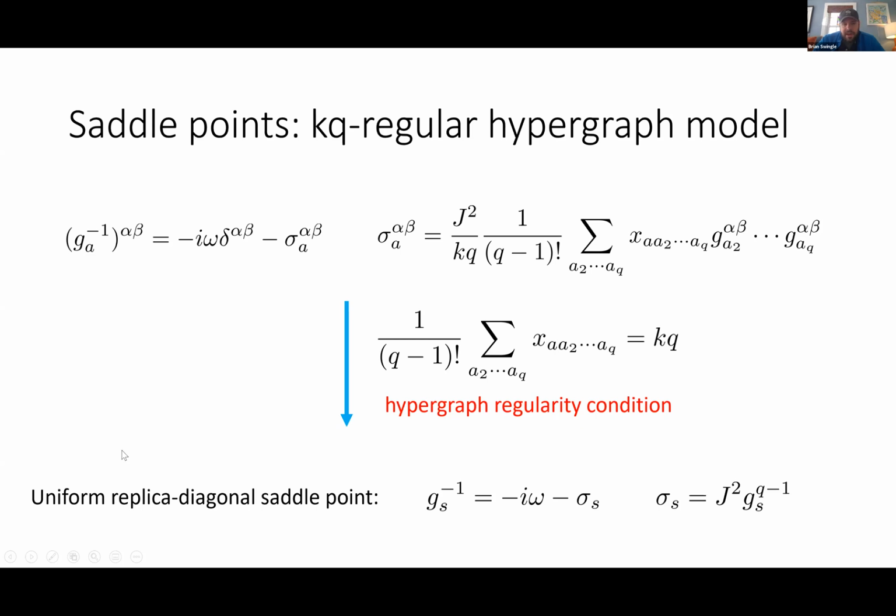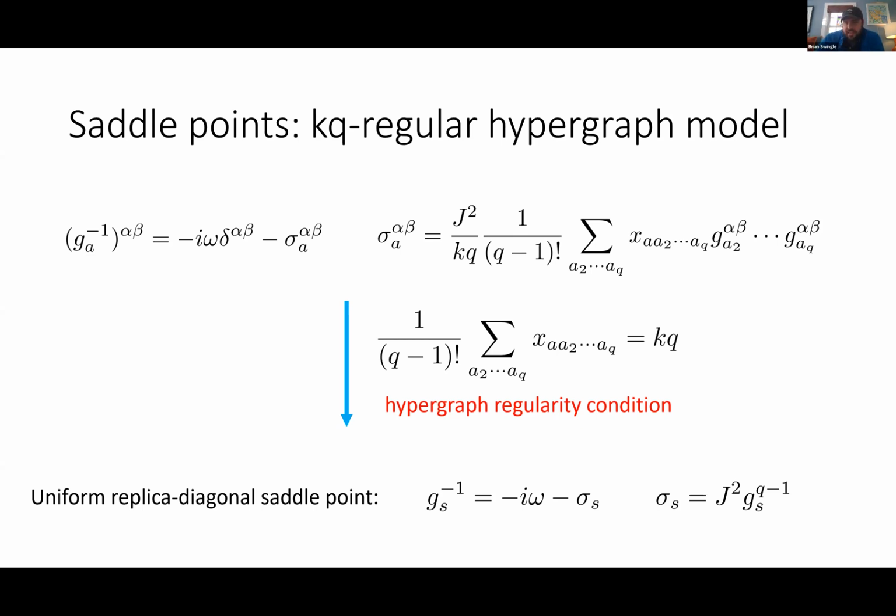I mentioned that before. This regularity condition immediately implies that there is always a uniform solution, let's say if I also have a replica diagonal uniform solution, then the Green's function inverse is minus i omega minus sigma. That's the usual equation for a fully connected model. And the self energy is J squared times G to the Q minus 1. Those are both the standard equations you get in the fully connected case. Okay. So at the level of the saddle point, what we've shown so far is that there is a solution to the equations of motion where the solution has exactly the same, identical form as in the fully connected case. And it's uniform on every site.